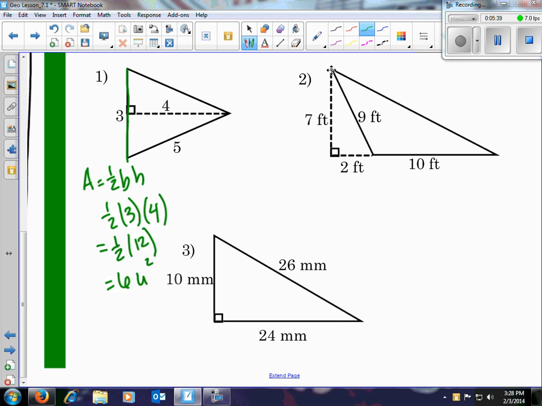Okay, next one. We need to notice that this is an obtuse triangle. Now, the base of my triangle is going to be 10, not 12. 2 feet is how much it's extending out. And the height of my triangle is going to be 7. The height, remember, has to be perpendicular to the base. So I have area equals, and if we want to use the other formula, base times height divided by 2, then I would have 10 times 7 over 2. 10 times 7 is 70, divided by 2, which is 35, and our units are feet squared.